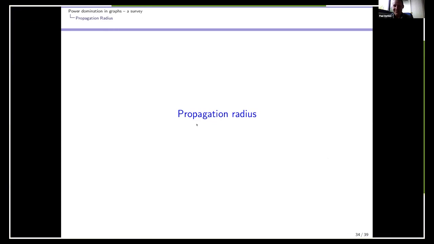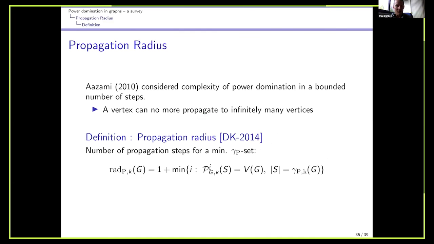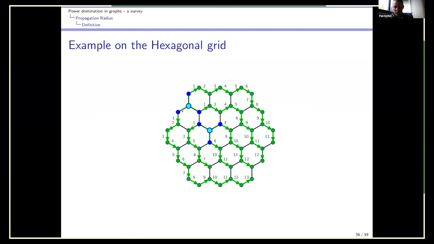So we also are interested in the propagation radius. So the propagation radius is simply the number of propagation steps you need to reach the whole graph. So remember for the hexagonal grid and so on, we had some propagation radius of 13. I want to stick with the radius of the graph in general. But the number is the minimum i where you dominate the whole graph. So for example, here, the propagation radius is 14 somehow, because I do 1 plus this 13, which is the largest number on the picture.